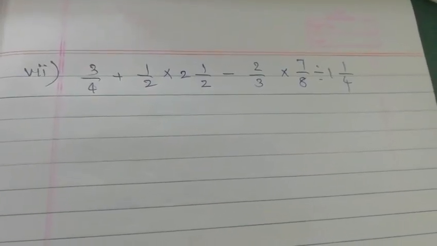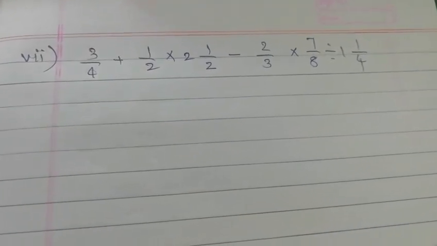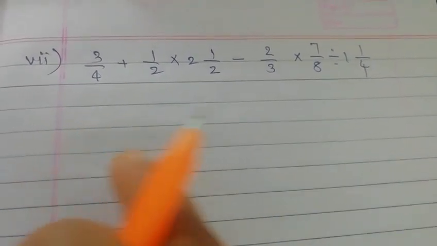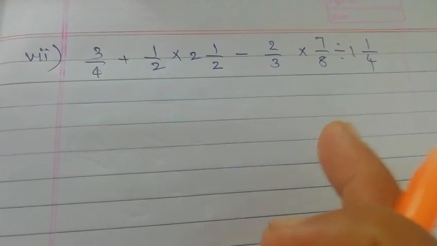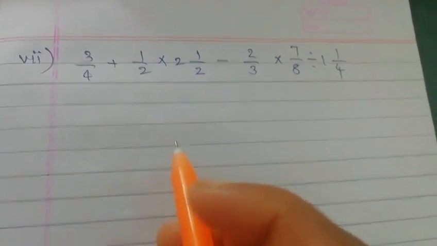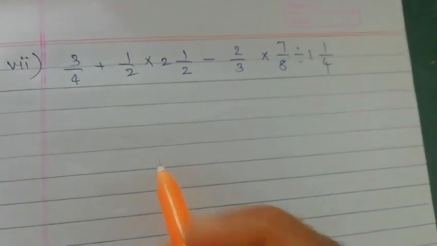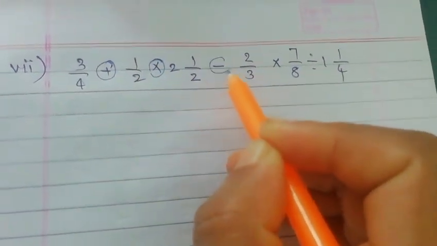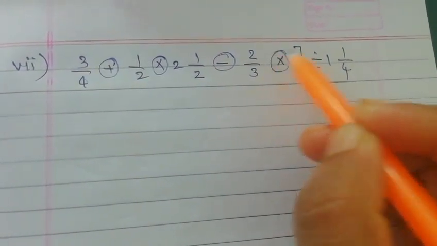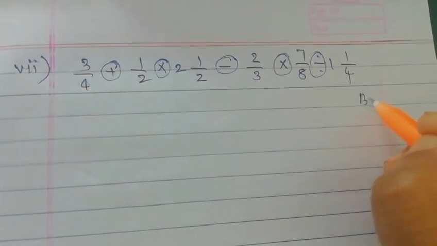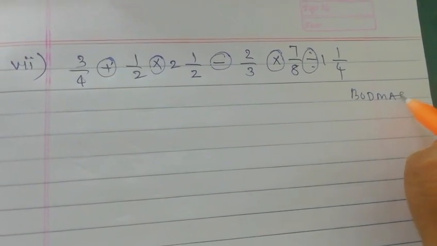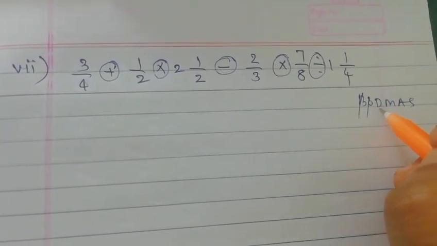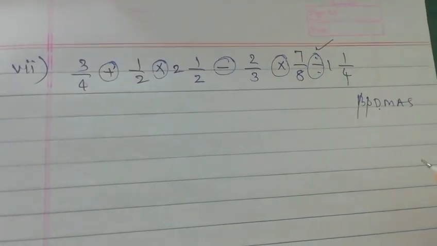See the next question, question number 7. 3 by 4 plus 1 by 2 into 2 1 by 2 minus 2 by 3 into 7 by 8 divided by 1 1 by 4. How to do this? So many operations are here: addition, multiplication, division, subtraction, multiplication, division. We know the BODMAS rule. Bracket is not there. Of is also not there. Division is there. Yes, here is the division.